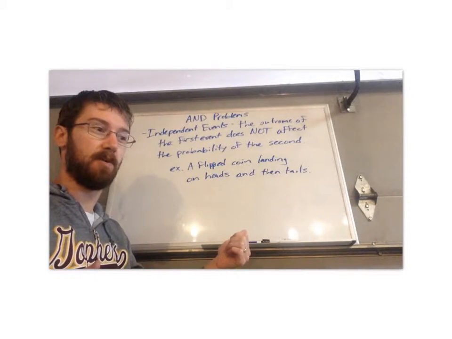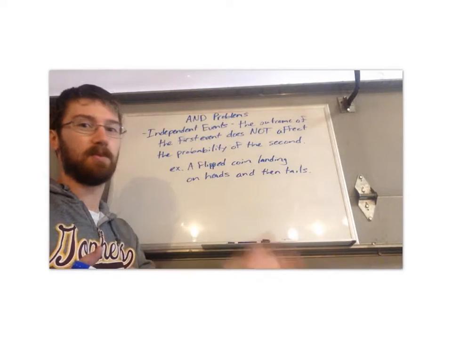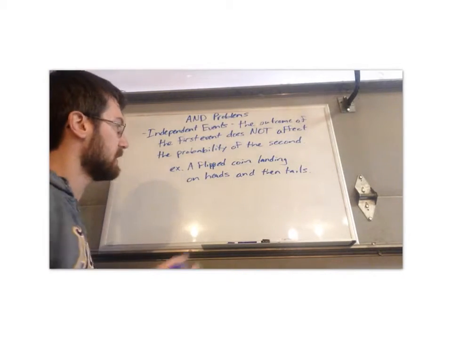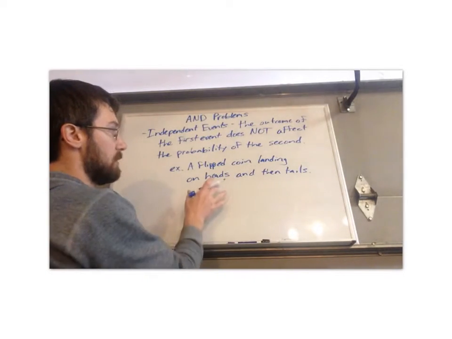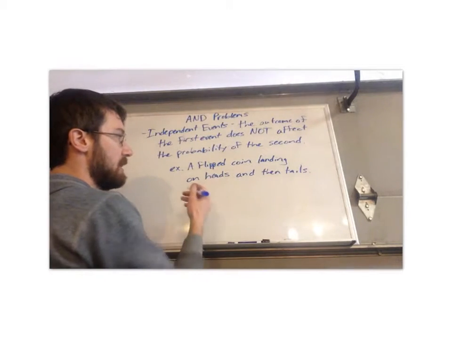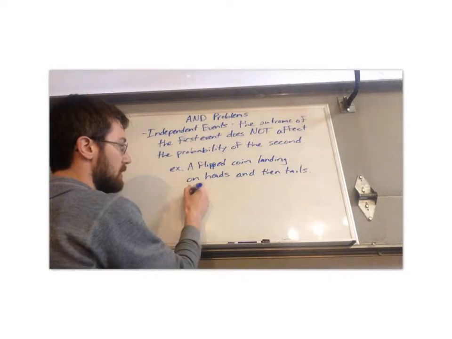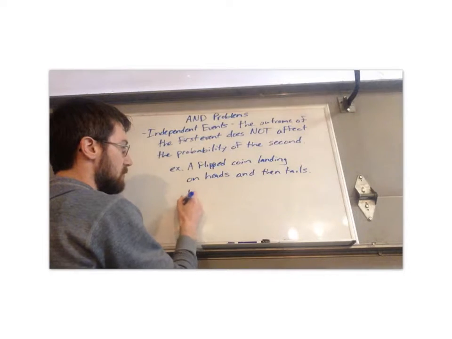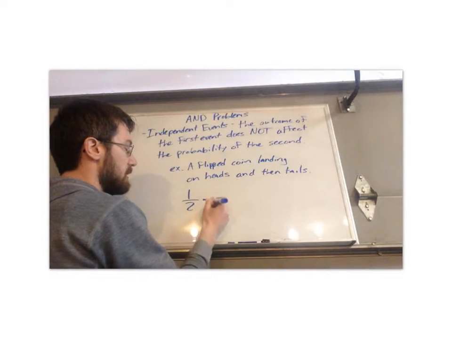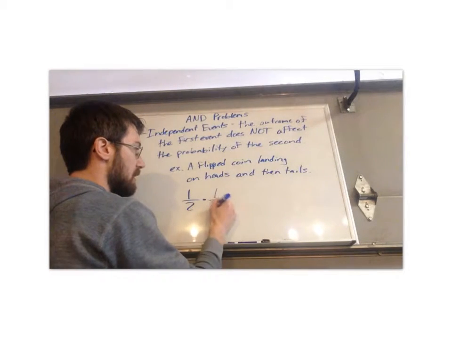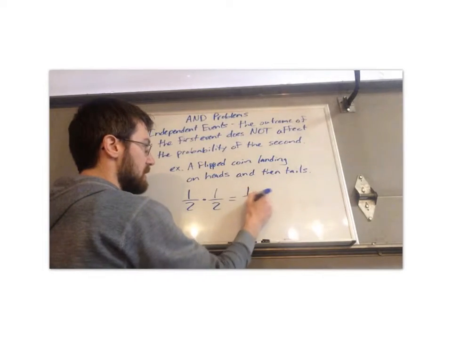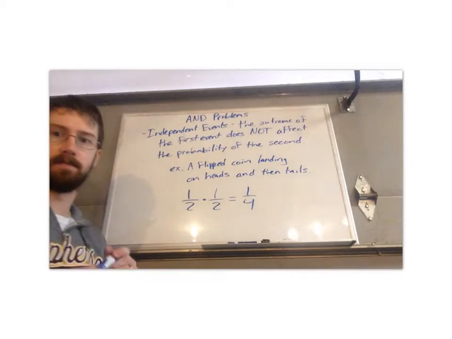Just because I flipped a coin and it landed heads does not affect the probability of that second outcome. So what's the probability of this happening? It's an AND, so we're going to multiply. Probability of heads is 1/2, times probability of tails, another 1/2. Multiply those, and it's 1/4.